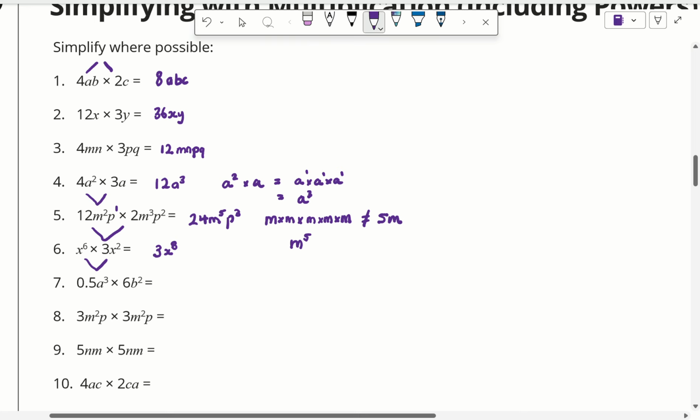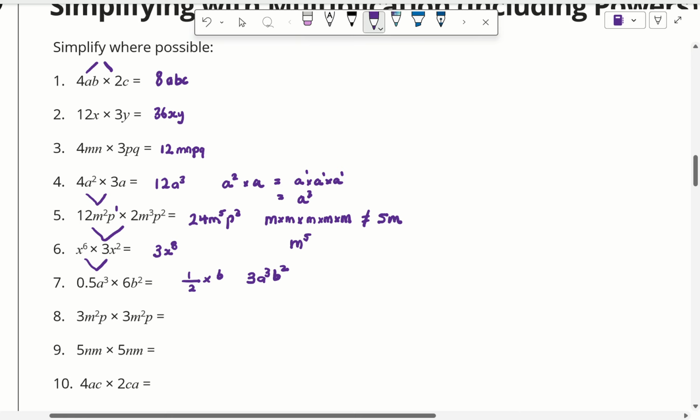Now, a half times b times 6, we could write that as a fraction, a half times 6. Well, 2 goes into 6 3 times, doesn't it? So it's going to be 3a cubed b squared. We can't do anything. We can't add those powers because they're different terms. They're not like terms. Okay?